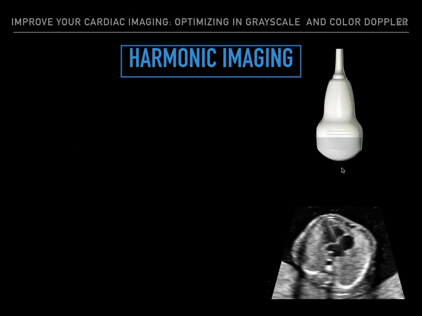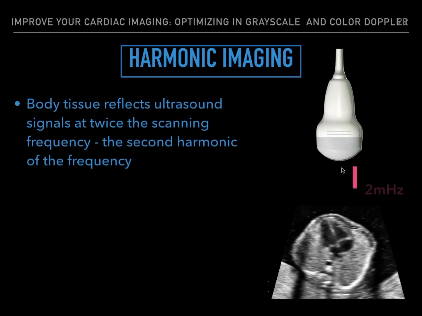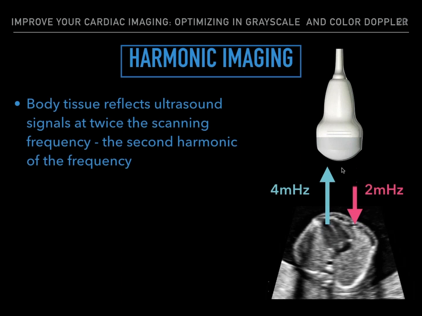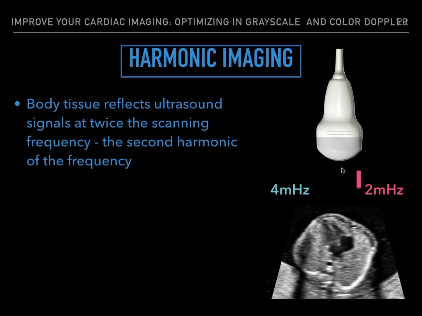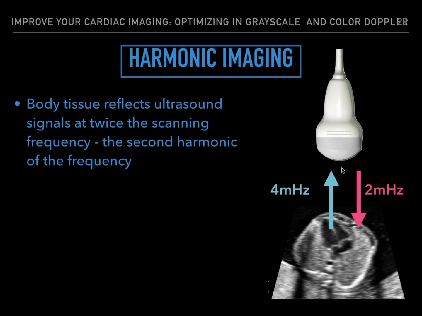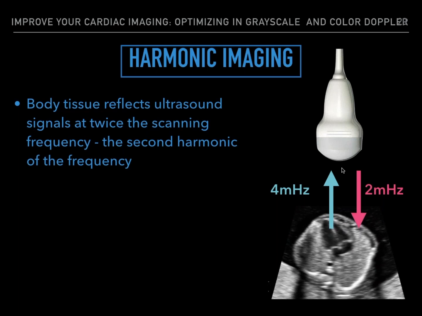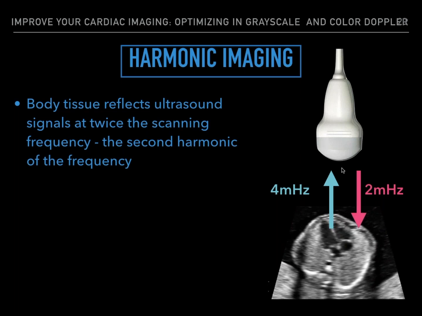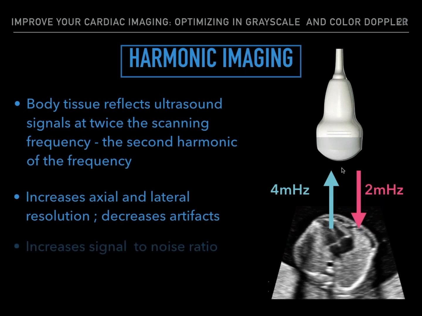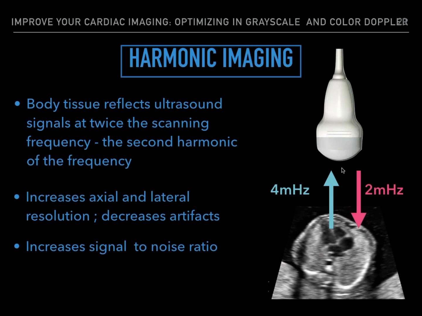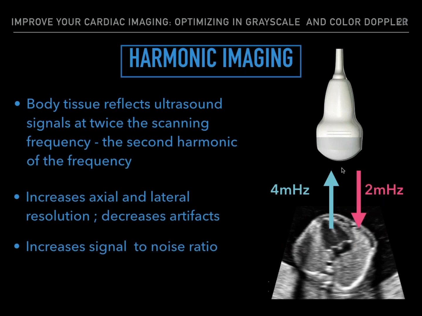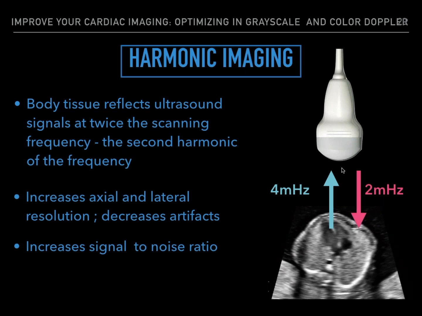So harmonic imaging is an advanced imaging technology in which body tissue reflects ultrasound signals at twice the scanning frequency. As you can see in this animated diagram below, the reflected harmonic wave has a lower amplitude and a higher frequency than the first fundamental wave. Because of this, it actually increases the axial and lateral resolution, decreases artifacts, and also increases signal-to-noise ratio.